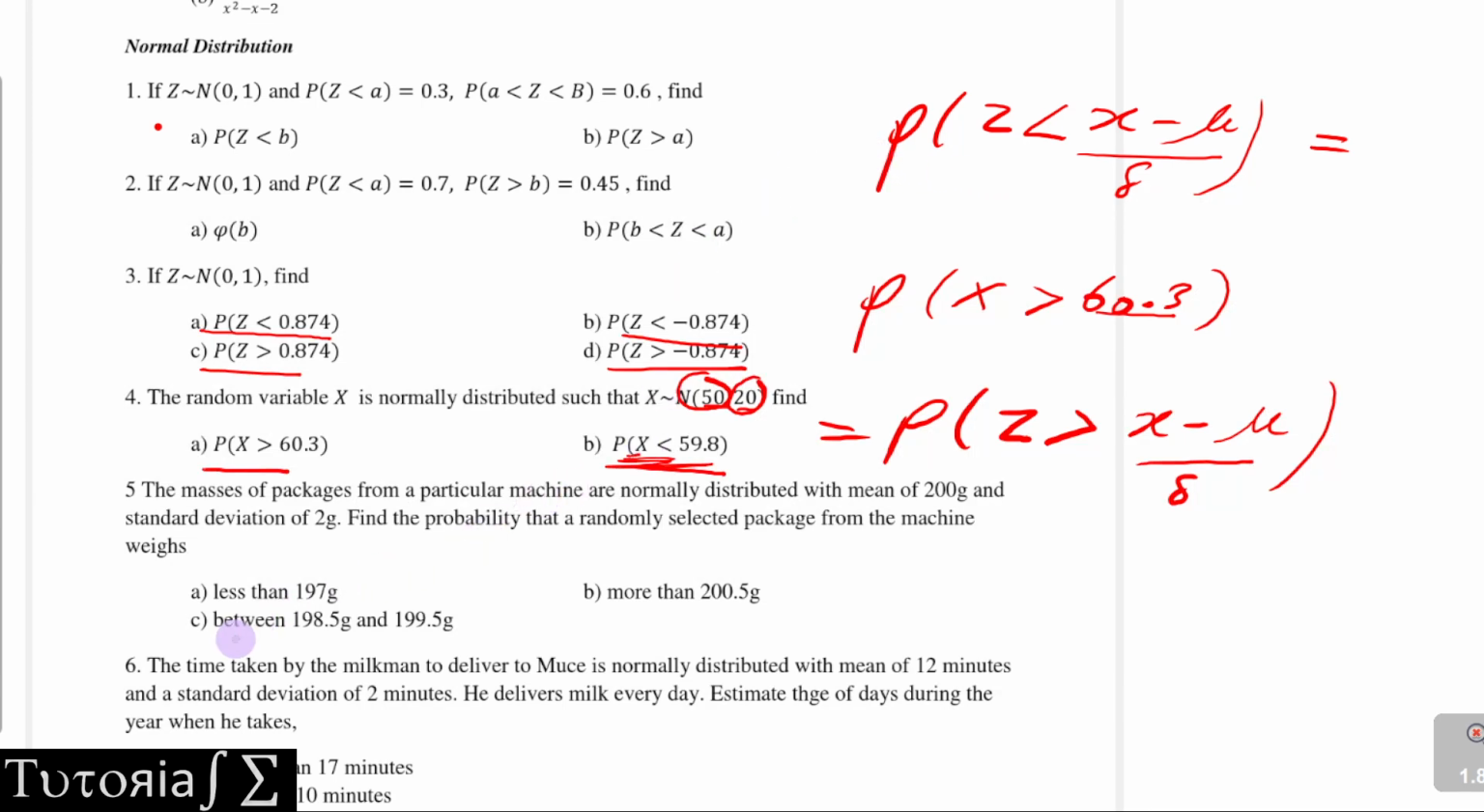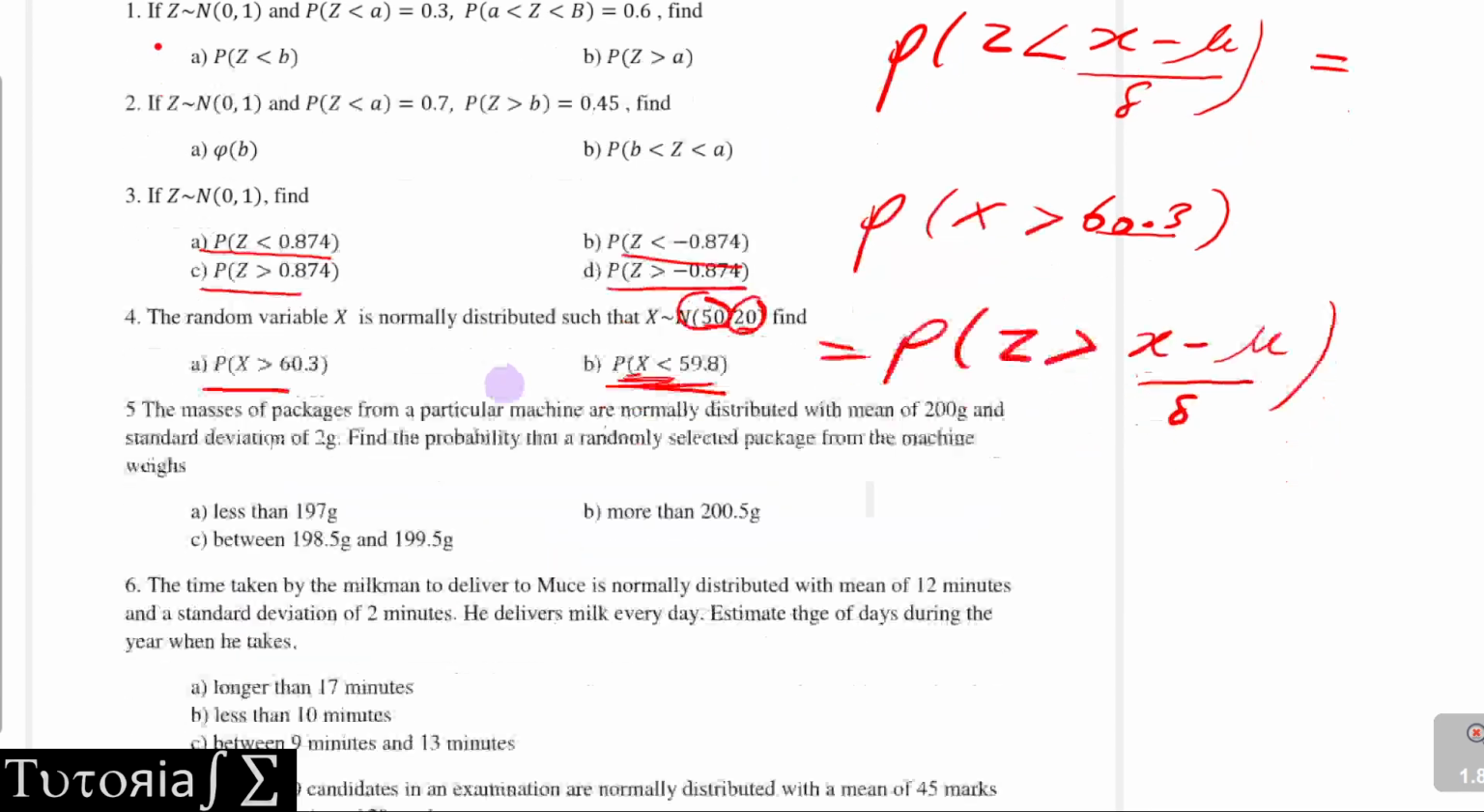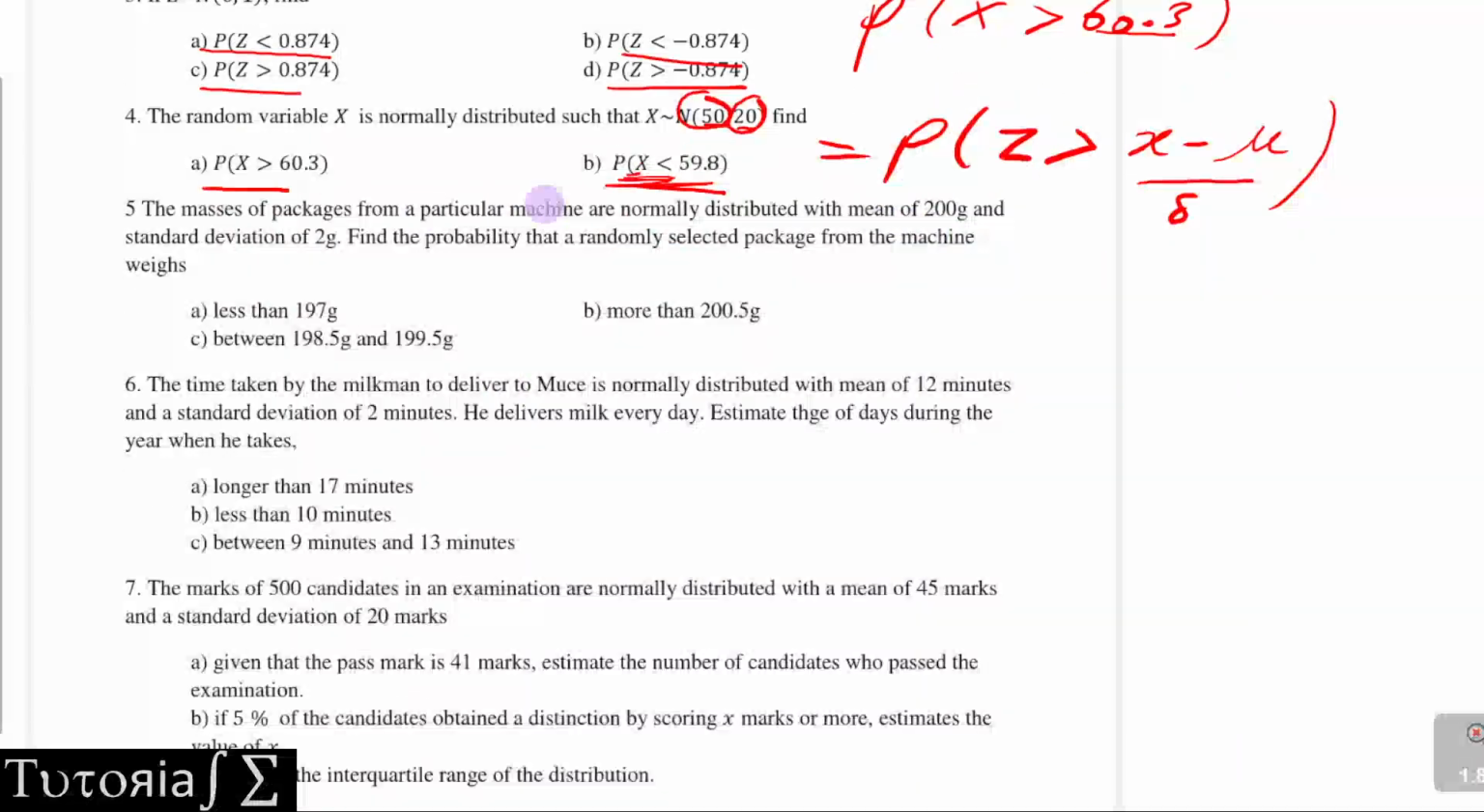Then same applies for this. We were interpreting the information that was given here. So we need to convert these. First, we need to make statements into equations here. So less than 197, that is probability of X, so these are in X. So that is X less than 197.